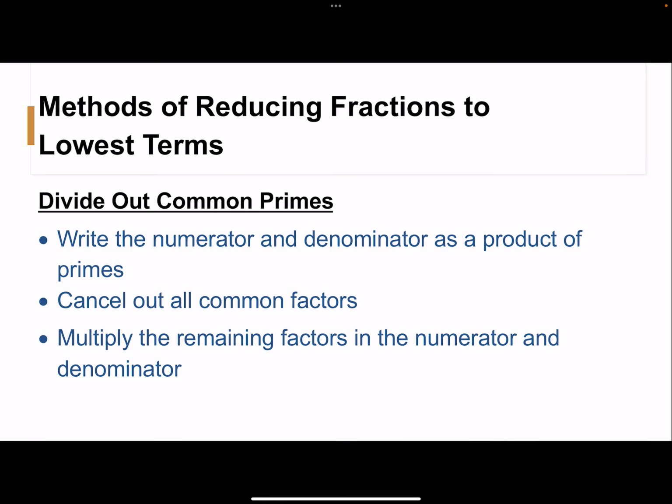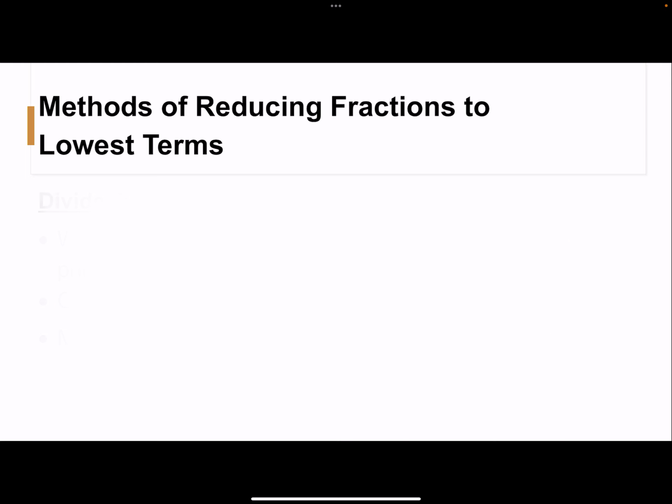All right, so let's talk about how to reduce fractions to lowest terms using the common primes. What you want to do is write the numerator and denominator as a product of primes, and you simply cancel out all the common factors, and then whatever you have left in the numerator you multiply together, and whatever you have left in the denominator you multiply together.